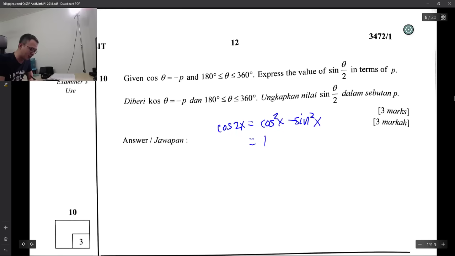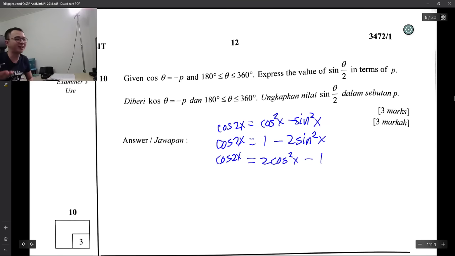So the other one is 1 minus 2 sine square x. The other one will be 2 cos square x minus 1. Alright, so both of these 3 formulas are for cos 2x. So depending on which half angle you want to find: if I want to find a half angle for sine, then I will choose the second one. If I want to find a half angle for cos, then I will choose the third one.